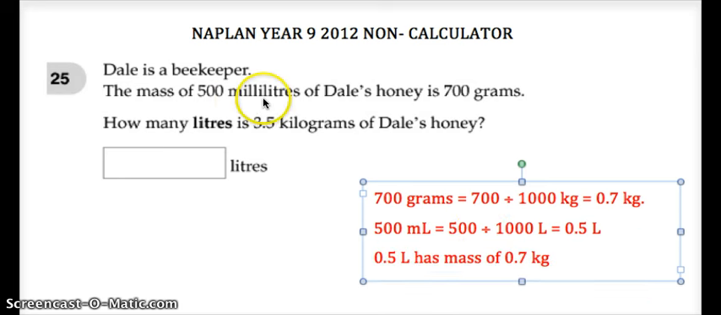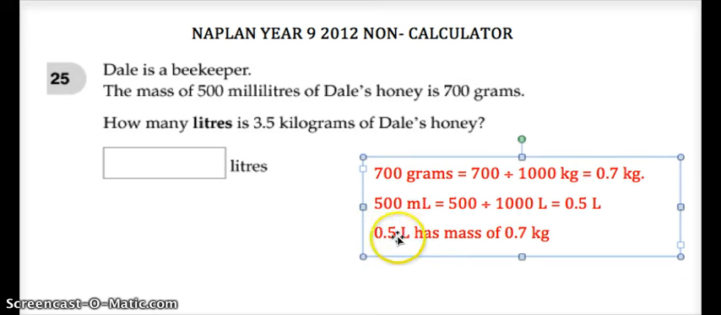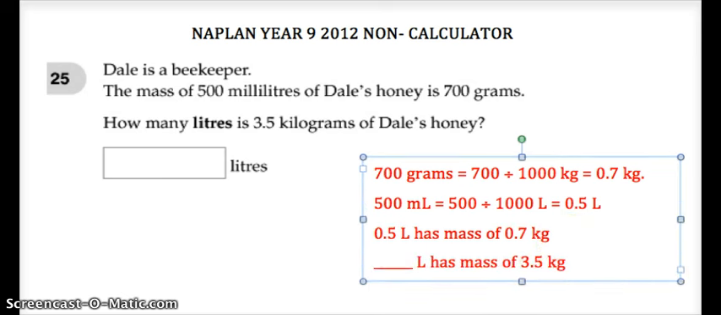Now if 500 millilitres has a mass of 700 grams, we can also just change the units and say, well, that's the same as saying that 0.5 litres has a mass of 0.7 kilograms. Now, the question is asking me how many litres do we have if the mass is 3.5 kilograms. So we know that 0.5 litres has a mass of 0.7 kilograms. So we've got to work out how many litres has a mass of 3.5 kilograms.